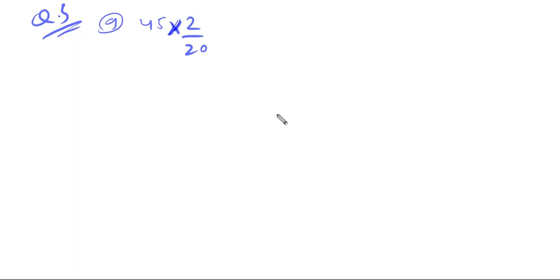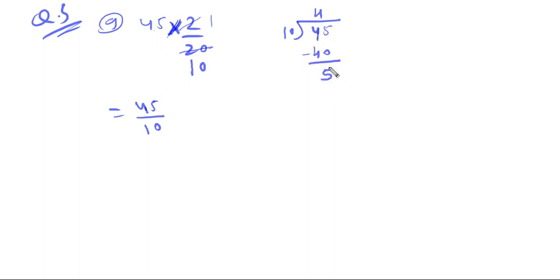So now, first, if we can cut any digit here, then cut it first. Now 2 ones are 2, 2 twos are 4, and 0 is 0. Means 1 by 10 here. So now 45 into 1 will be 45 upon 10 as it is here. Now divide this 45 by 10. 10 fours are 40. Here 5 will remain.